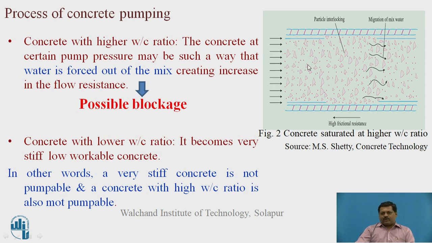Next, one more figure is here in which concrete is saturated at a very high water cement ratio. If your water cement ratio is high, that will be a very fluid liquid. In this diagram, the pressure is applied here. For concrete with higher water content, at a certain pump pressure, water is forced out of the mix, increasing the flow resistance. So, water will flow out, and the mass of coarse aggregate and fine aggregate will remain. The migration of this mixing water will increase the flow resistance, and this will lead to blockage. So, the possibility of blockage is because of this phenomenon.